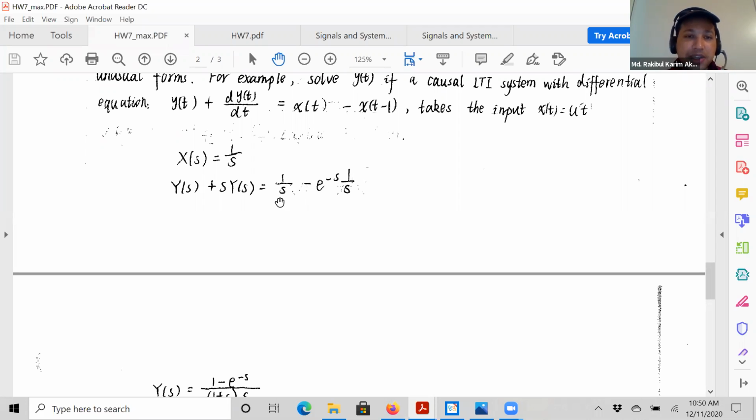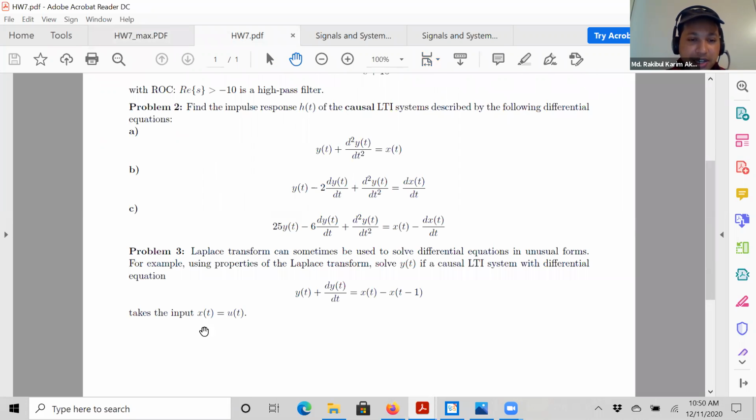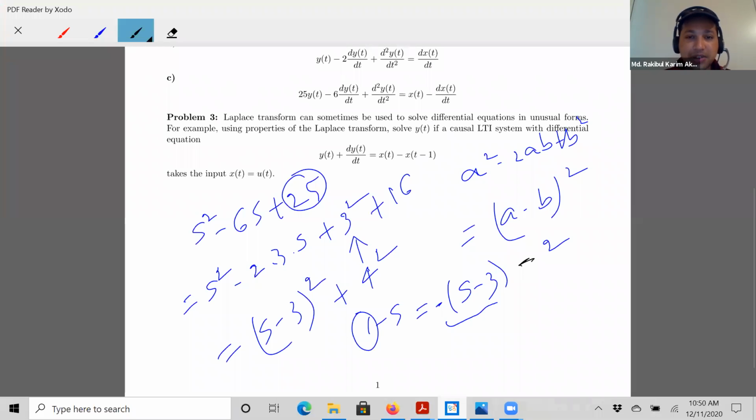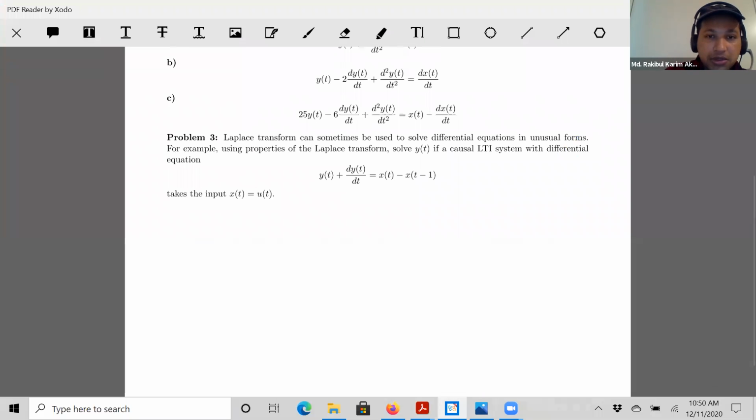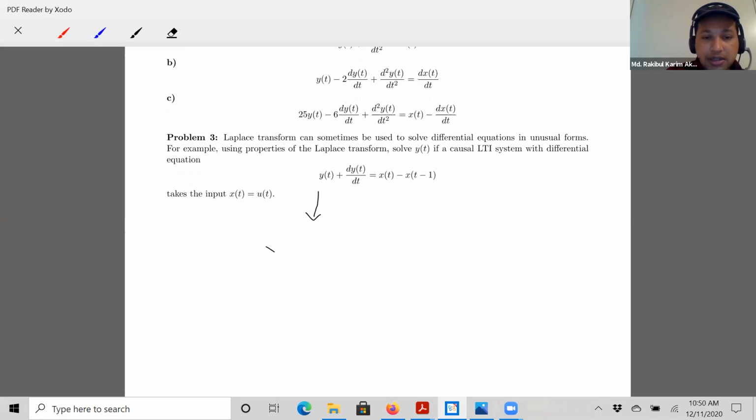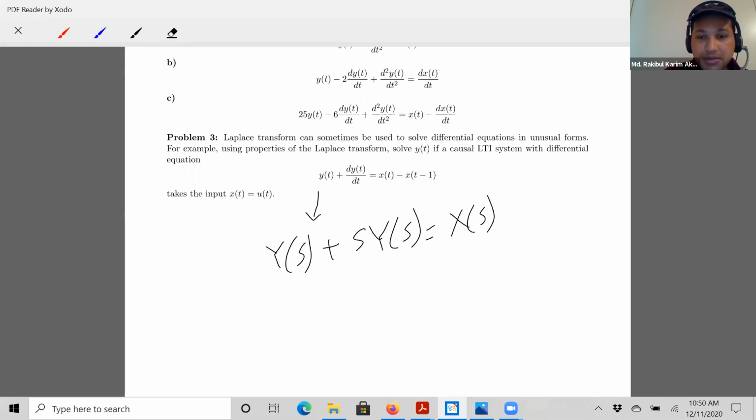But why are they writing 1 by s? Because xt has some value. Okay, let me write down that equation. Initially we should try to write ys plus sys is equal to xs minus xs multiplied with, because of this time shifting, e to the power s t naught. This was your t naught, right? But your t naught is only 1. That's why we are writing only s. We don't need to write s into 1.